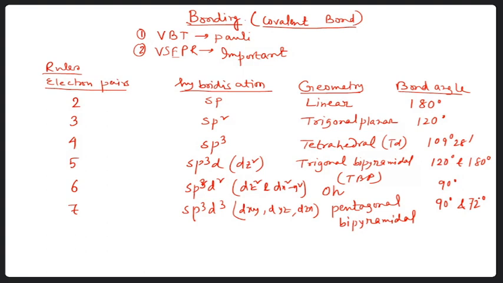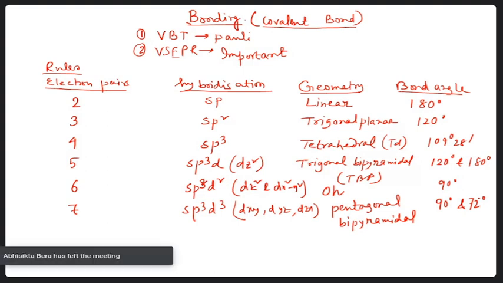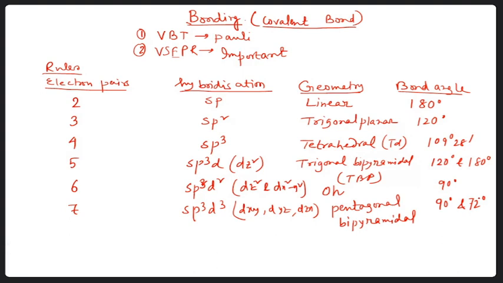But if the molecule has more than 7 electron pairs, that cannot be explained by this theory. For that geometry, there are several rules, such as total skeletal electron count, or PSEPT theory, polyhedral skeletal electron pair theory, which we will discuss later. But up to electron pair 7, we can explain all the geometry and structure via the VSEPR theory. And every year in the question paper, there are some questions regarding either bond angle, shape or geometry. So that type of question is very common.